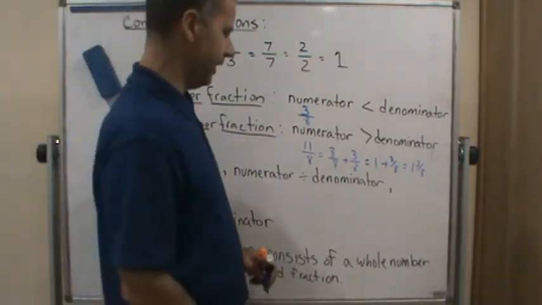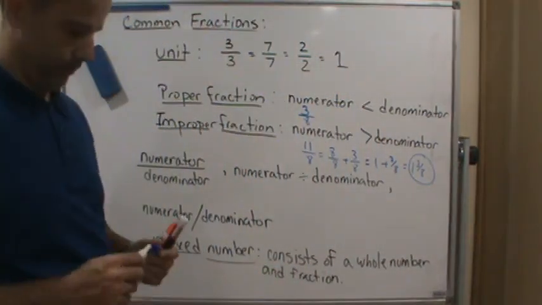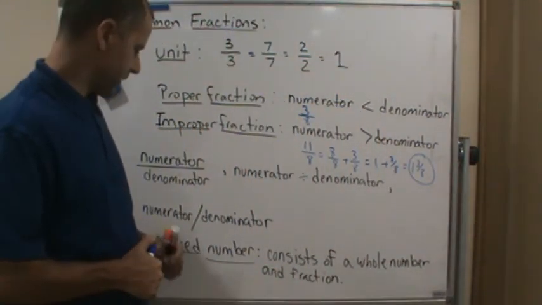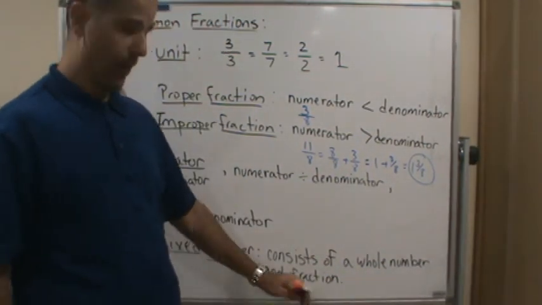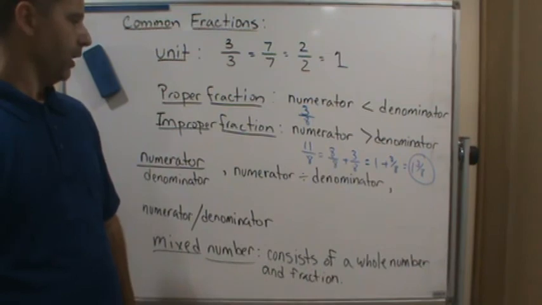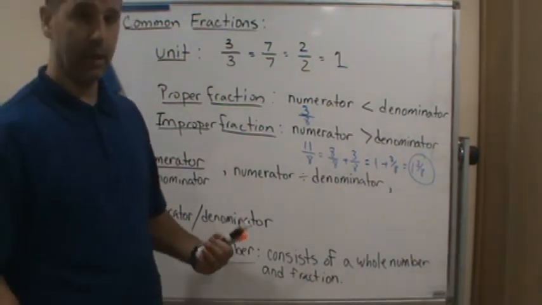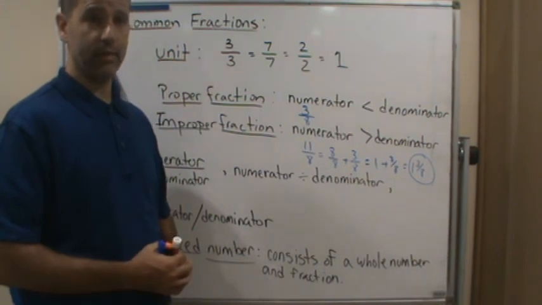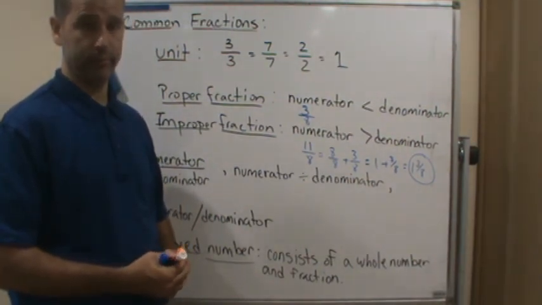And by the way, this is a mixed number. Why is it a mixed number? Because it consists of a whole number and a fractional part. So any improper fraction can be rewritten as a mixed number, and typically we do.